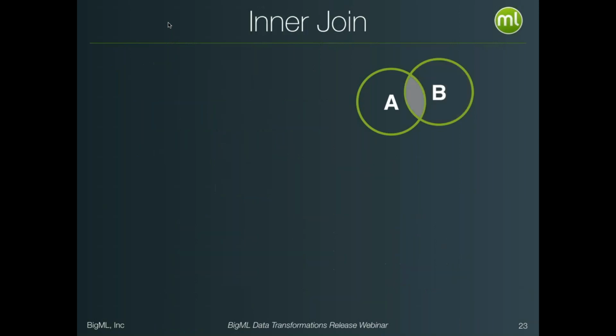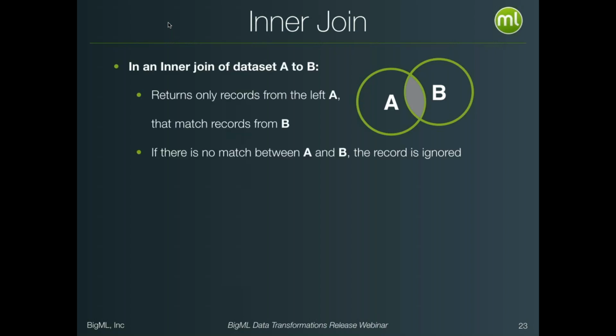null in the output. Okay, now an inner join is where you're just focused on the intersection, where both data sets have a row that matches. Okay, so in an inner join, we'll return only records from the left A that match records from B. And if there is no match between A and B, the record is just ignored.